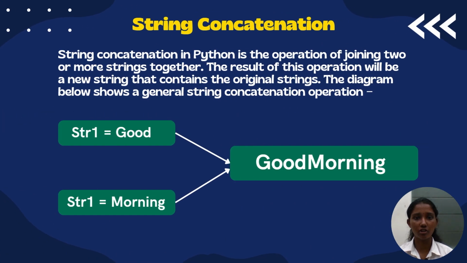Now I am going to talk about string concatenation. String concatenation in Python is the operation of joining two or more strings together. The result of this operation will be a new string that contains the original strings. The diagram below shows a general string concatenation operation.